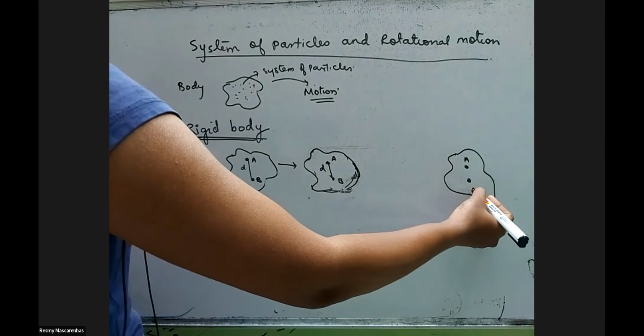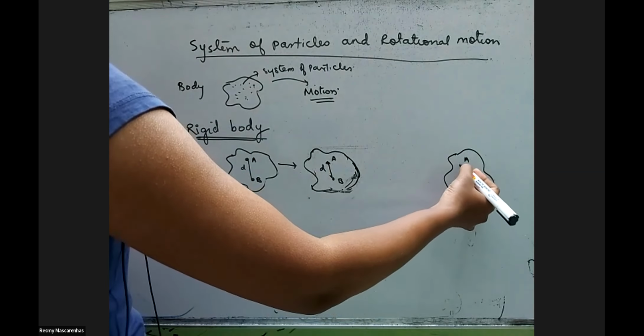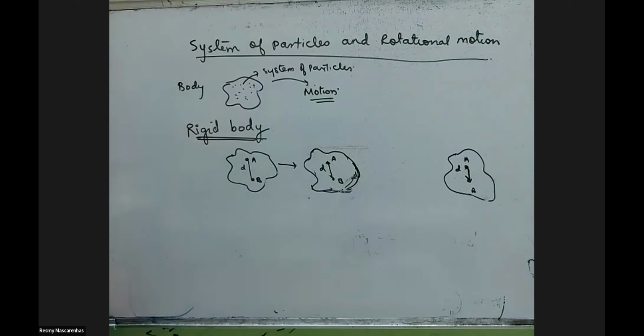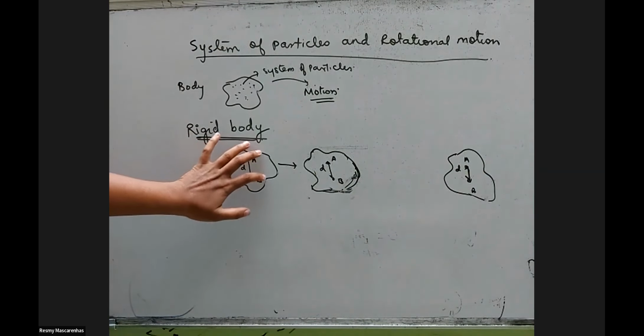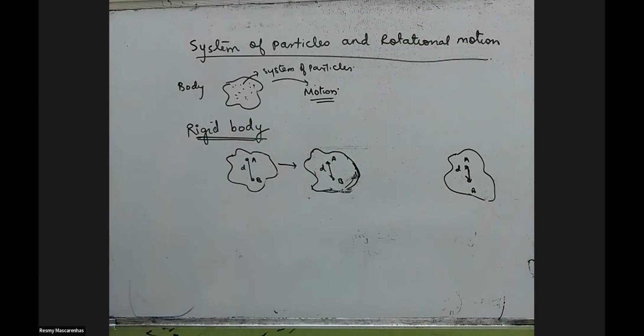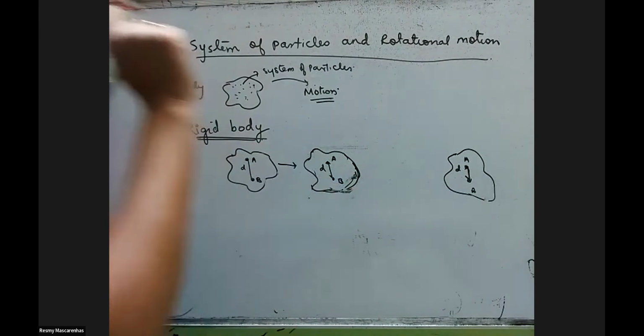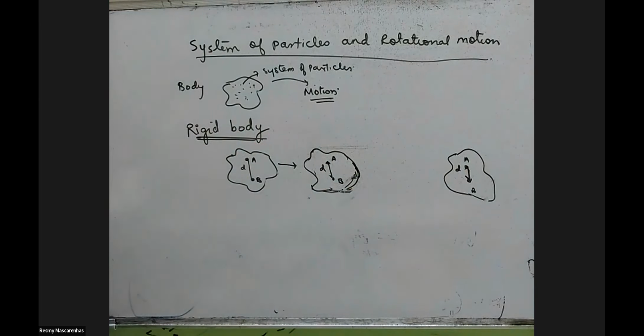Still, the distance between these two particles is the same. Randomly I'm telling with reference to the same way, you can take any point anywhere, and that distance should not change even after the whole body has reached here. Okay, then it is called a rigid body. As per the definition that is there in the notes also.